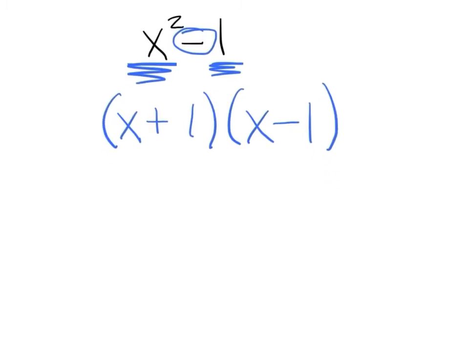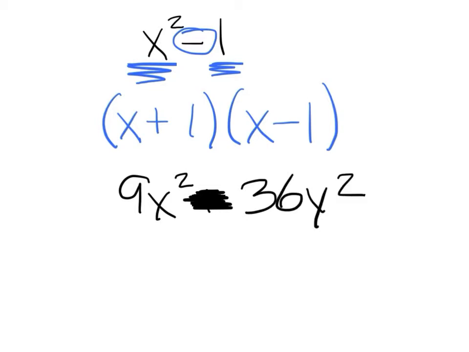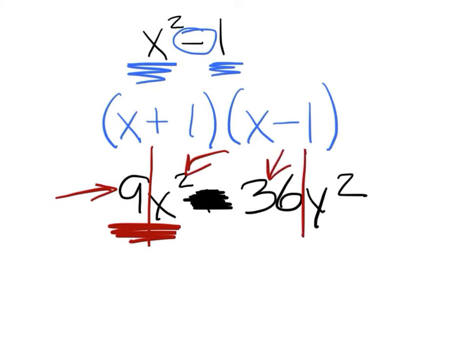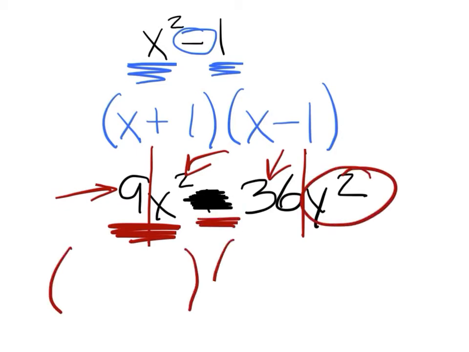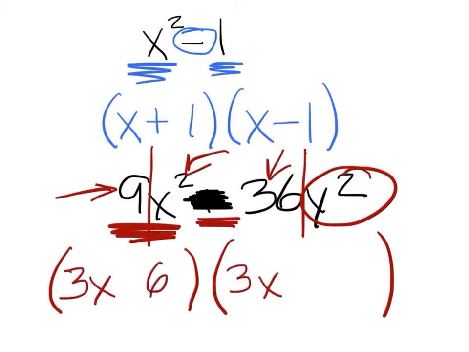You could also get something like this, a 9x squared minus 36y squared. That is a perfect square, and the way you know that is by breaking it in half and looking at this. This is a perfect square, so is this. So that makes the whole thing a perfect square. Over here, 36 is a perfect square. And you have a minus sign in the middle. So find the square root of each: 3x and 6y. Alternate the signs.